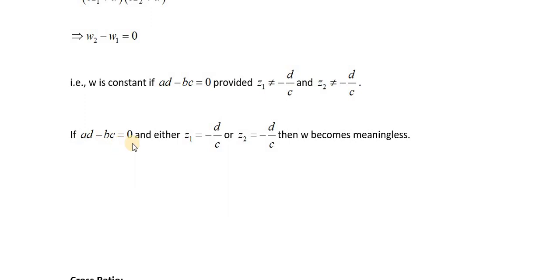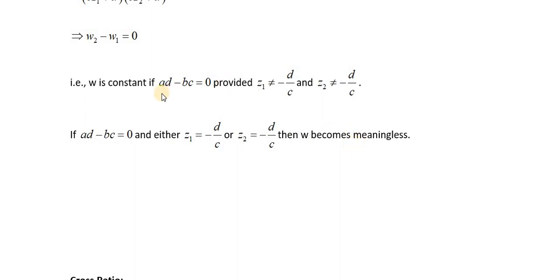If AD minus BC equal to 0, then either Z1 equal to minus D by C or Z2 equal to minus D by C, then W becomes meaningless. Why? Because if Z1 and Z2 are like this, then W becomes infinity. That's why they are telling it is meaningless.